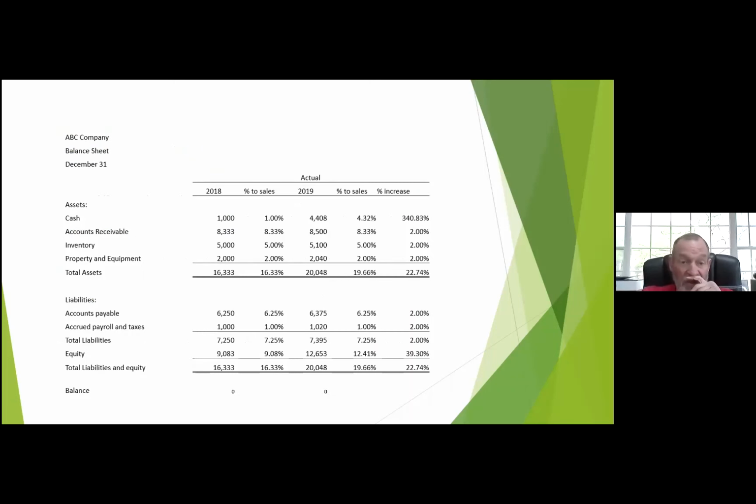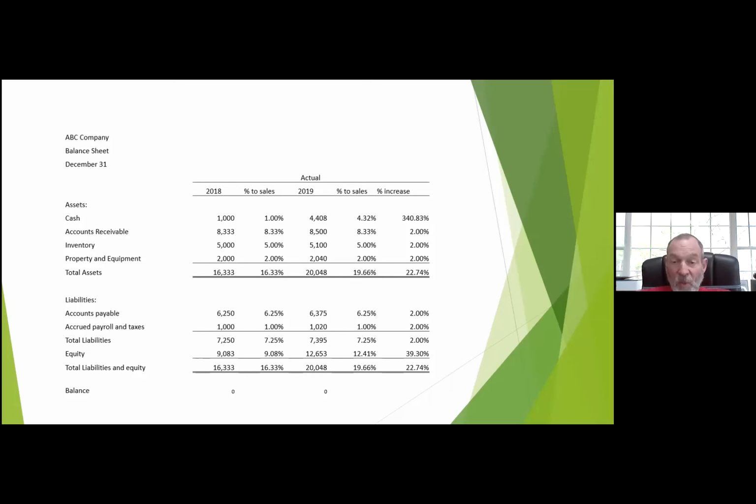So this is an example of a balance sheet. ABC company has cash, accounts receivable, inventory, property, plant, and equipment. So this could be the pharmacy to which I referred. Have some payables, some accrued payroll and taxes, liability, and then the equity. As you can see, the balance sheet balances. And it's really in the movement of those balances over time that you want to be considering as you forecast.